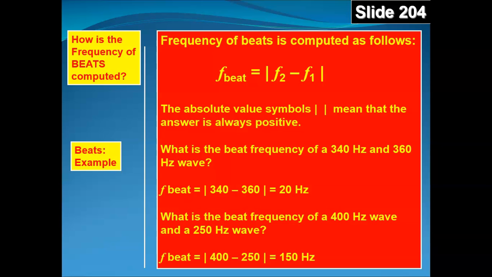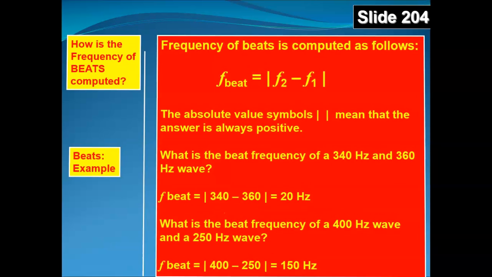What is the beat frequency of a 340 hertz and a 360 hertz wave? So you simply say 340 minus 360 and you take the absolute value and that gives you 20 hertz. What is the beat frequency of a 400 hertz wave and a 250 hertz wave? 400 minus 250 equals 150 hertz. So that's what beats are, and I'll show you an example of that on a video in class as well.